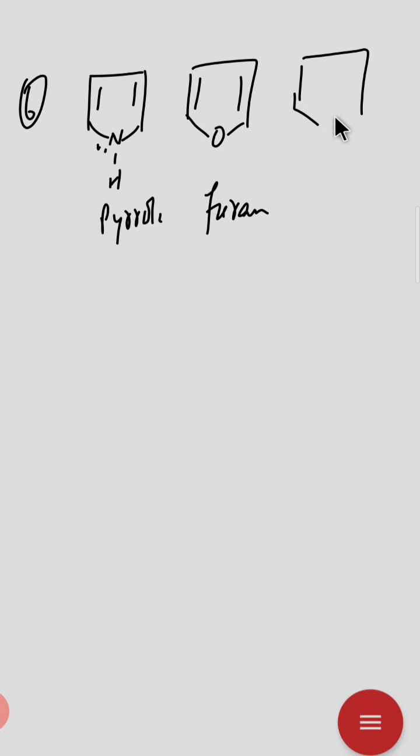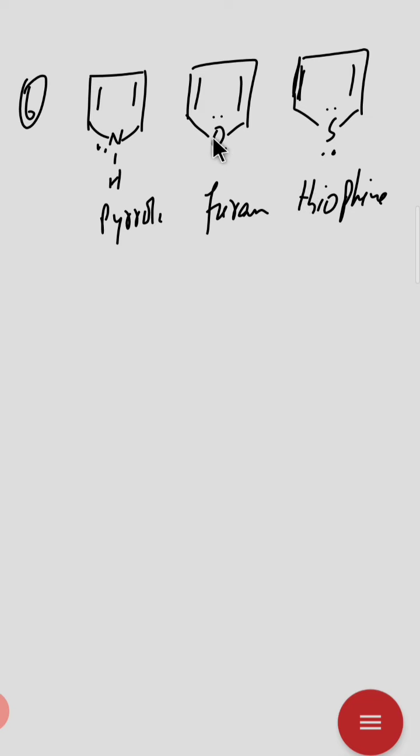Next example is this one. This is pyrrole, and the nitrogen has a lone pair of electrons here. The next one is furan. Another similar compound has a double bond, just similar to furan. This compound is called thiophene.